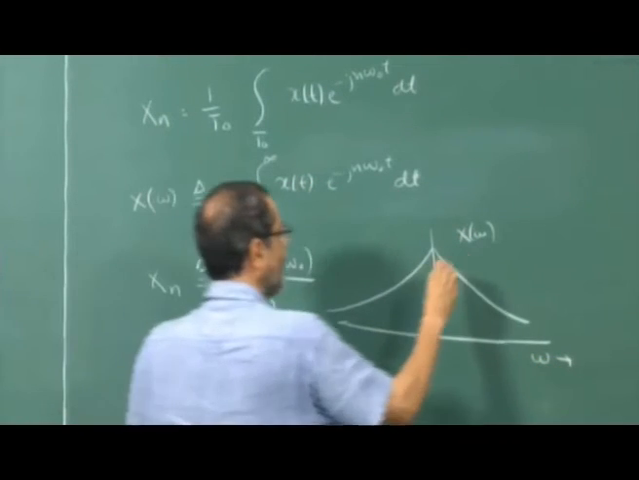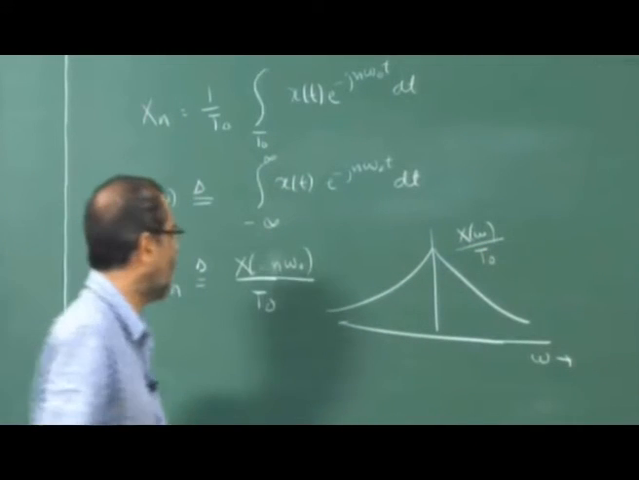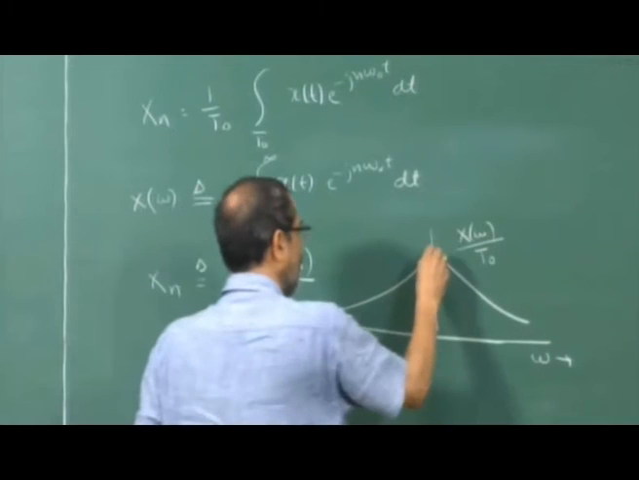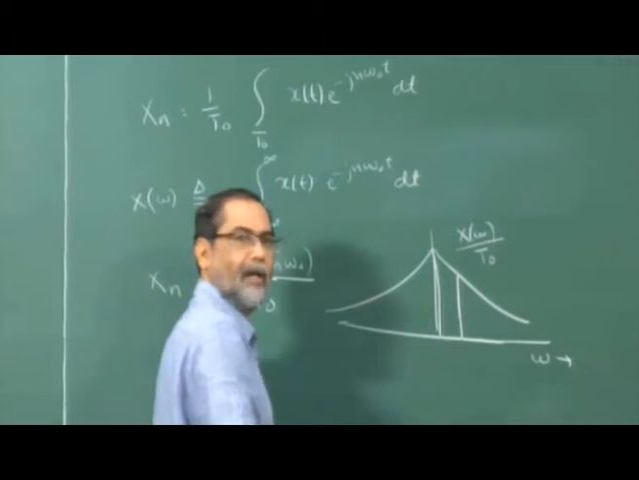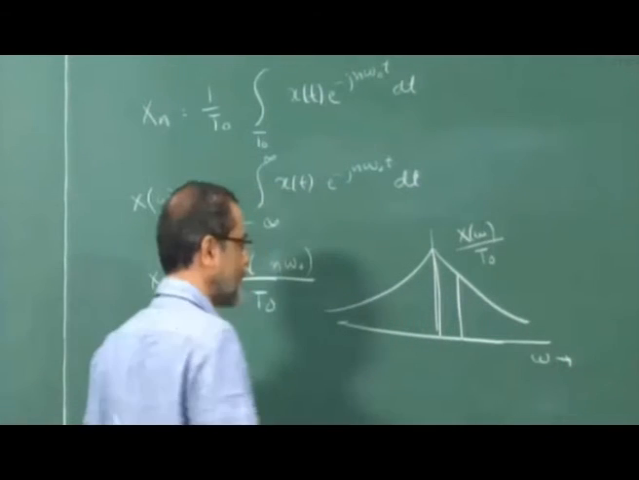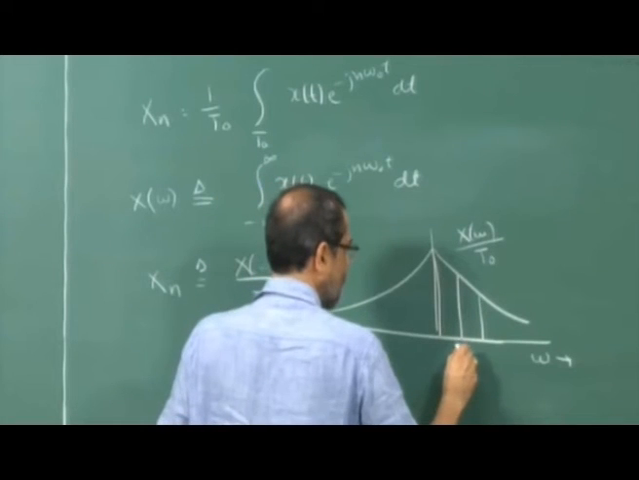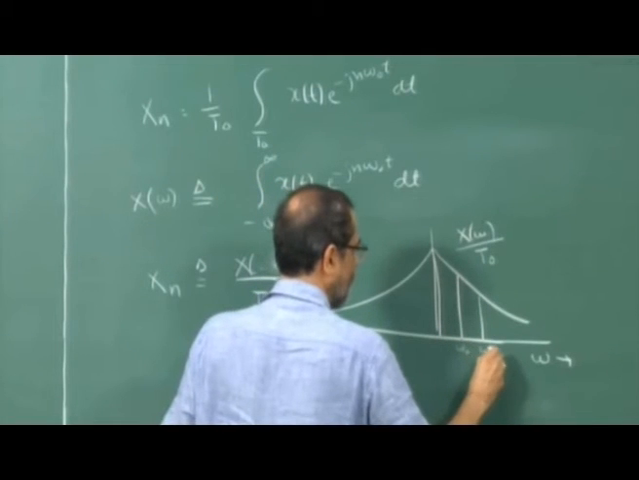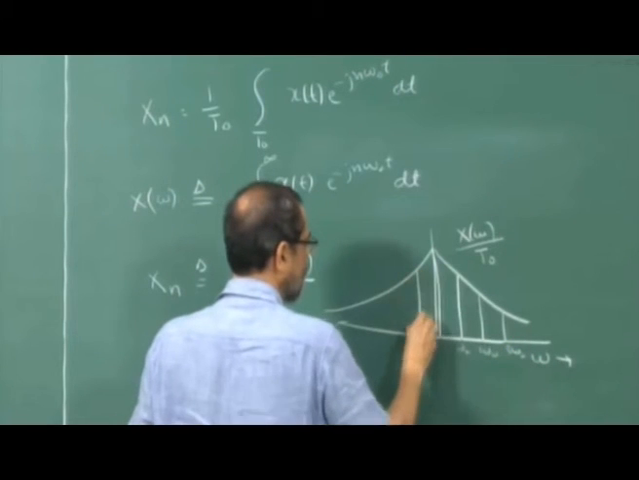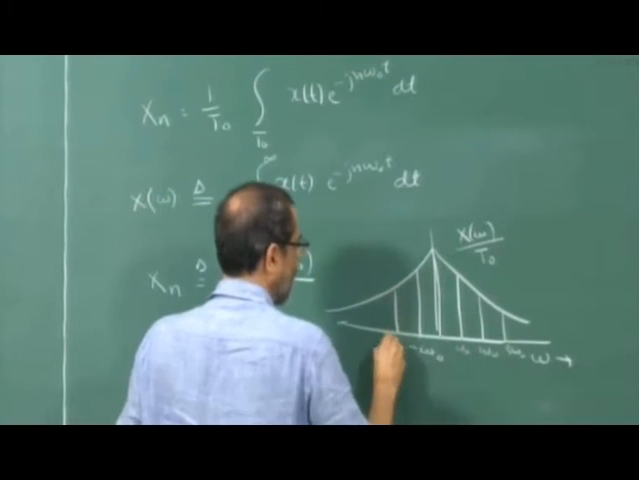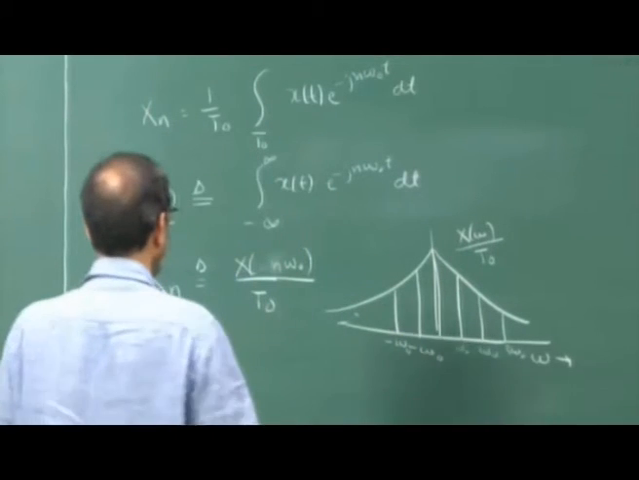And I say, okay, let me make it as X of omega by T naught. So scale this by T naught for some T naught, and n omega naught will be one value here for n equal to 0, one value here for n equal to 1, that's the fundamental frequency, one value here for the second harmonic. So this is omega naught, this is 2 omega naught, this is 3 omega naught, and so on. Similarly on the other side, minus omega naught, minus 2 omega naught. So this is what I get for some value of T naught.